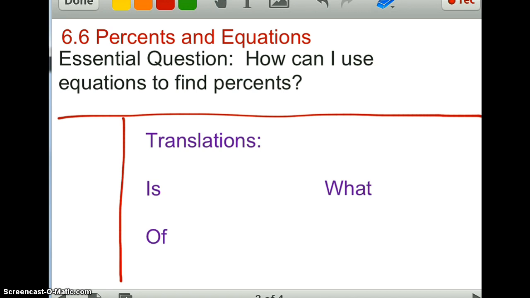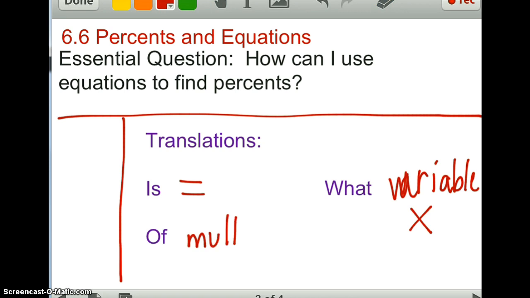So let's go through and figure out: is always means equals. You got it. So, is means equals. Then we have the word what. They'll say what percent or what is. When they say what, that's always going to be your variable. So I generally choose X. Then of generally means multiply.